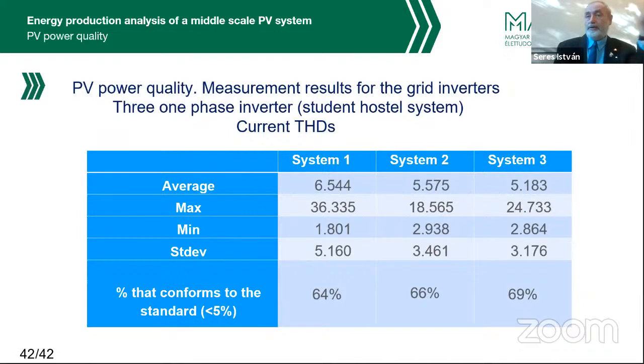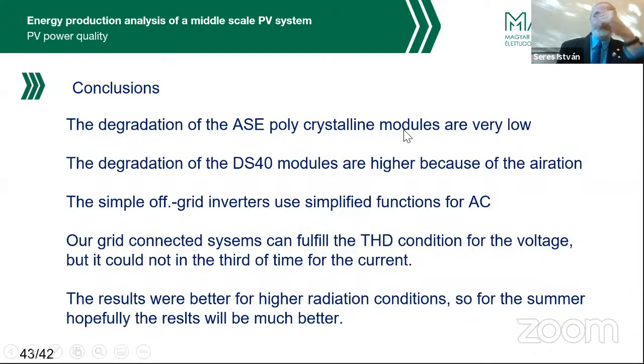But under good conditions, when the energy surplus is big, then the total harmonic distortion is okay. That means that our systems do not harm the grid. So the grid operators don't have to be worried about it.